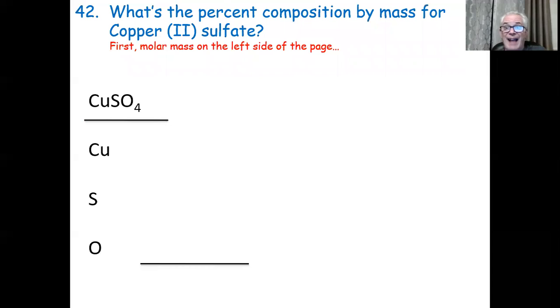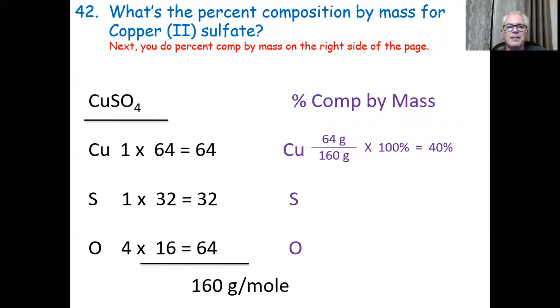Now, I'm back. For copper, there's 1 copper at 64 grams per mole. There's 1 sulfur, it's 32 grams per mole, and there are 4 oxygens, and each one is 16. So that's another 64. You add it up, this stuff's 160 grams per mole. Now, how about the copper? The copper makes up 64 grams out of 160 grams times 100%. So the copper makes up 40% of this stuff.